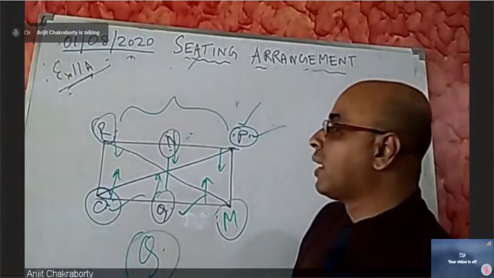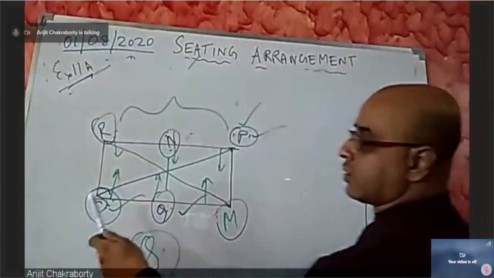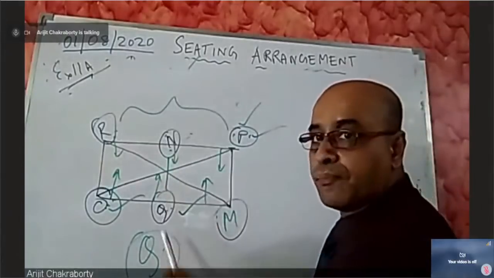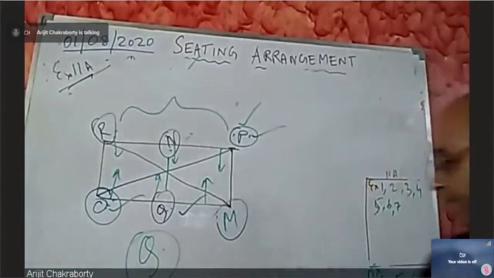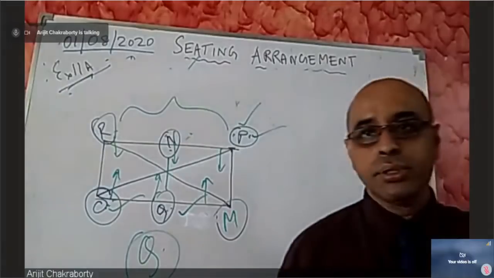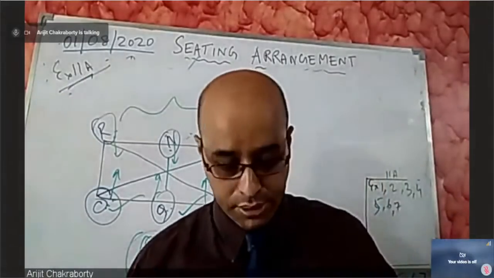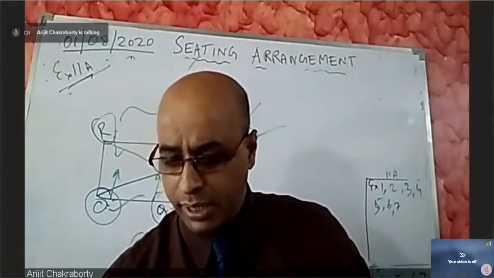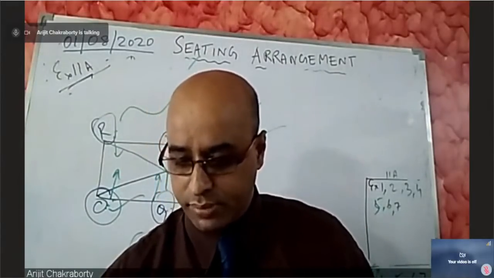So the row number 1 is R and P. Second row is O, Q, M. So in front of N we have Q. So we have solved number 7. Hope it's clear to you. Each question is different of course, and the same principles are applied, but questions are different.